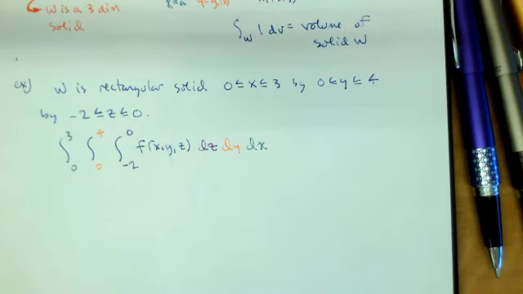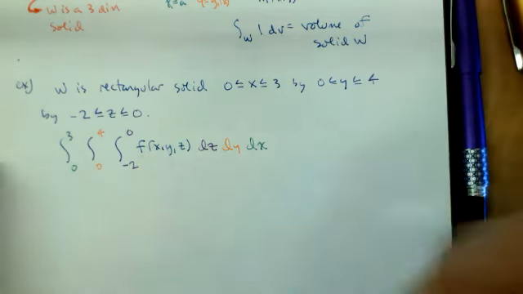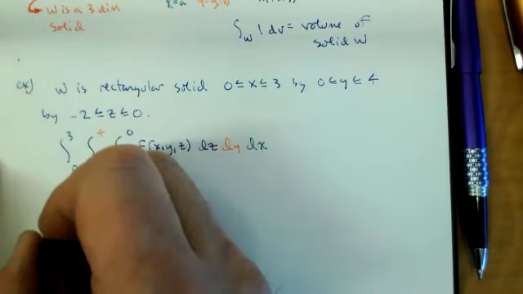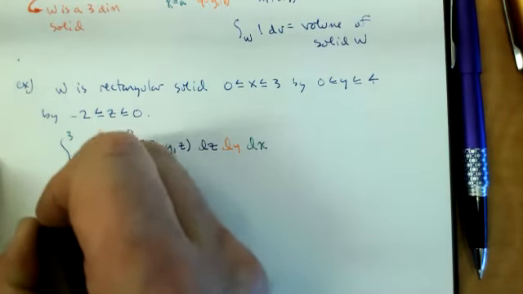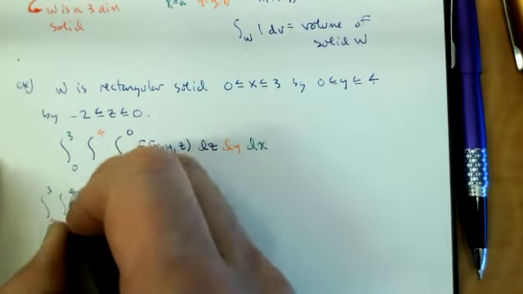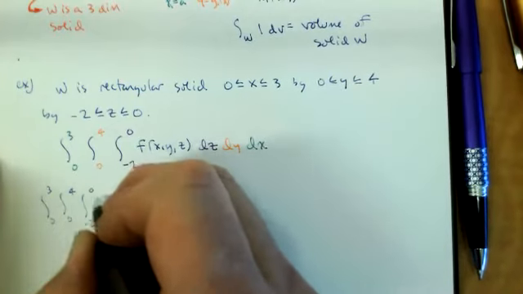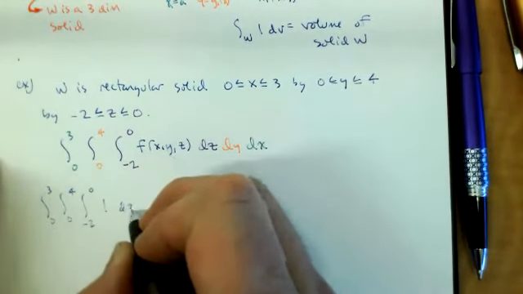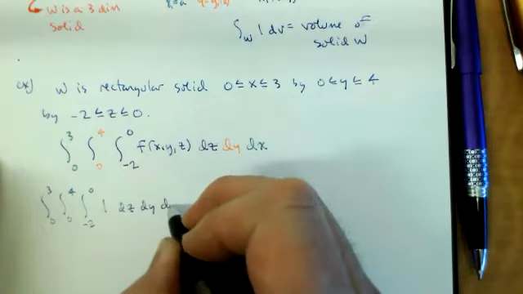So we can see that the volume of the solid over which we're integrating is 3 times 4 times 2, so 24. If we integrate the function 1, that should give us the volume of the solid, give us 24. Let's find out. So if we do the integral from 0 to 3, from 0 to 4, and from -2 to 0, the function 1, dz, dy, dx.